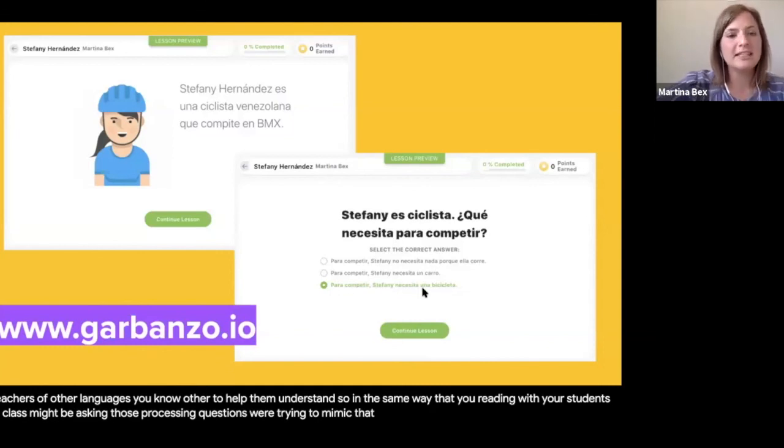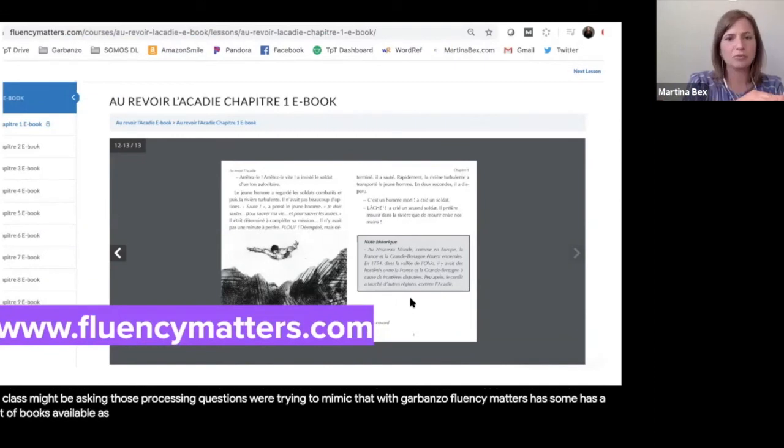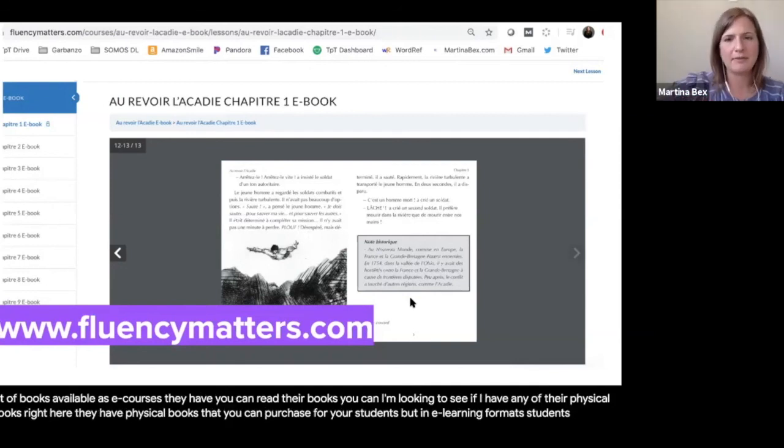Fluency Matters has a lot of books available as e-courses. You can read their books. I'm looking to see if I have any of their physical books right here. They have physical books that you can purchase for your students, but in e-learning formats. Students can read it. It's an online flip book. It's really neat. And they can listen to it while they're reading it. So there's audio that goes along with the text, so they can listen and read at the same time. They definitely have French and Spanish, and I believe they have a couple other books available as e-courses.